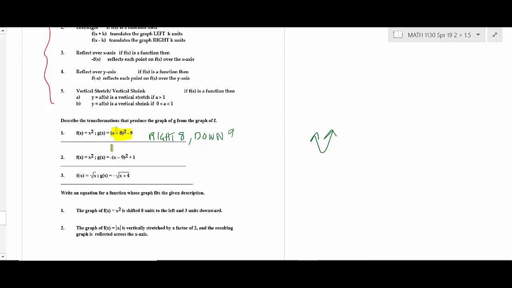Next one's the same thing. What does this do? What are the two transformations on the next one? Right 9, up 1. Okay, these are all pretty simple here. Okay, and then the next one, oh, hold on.